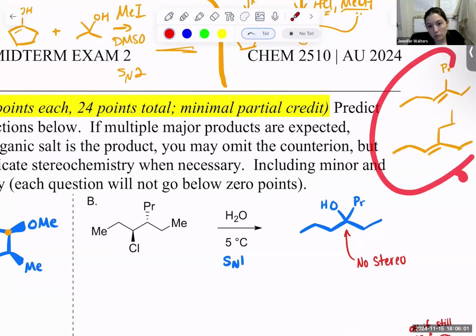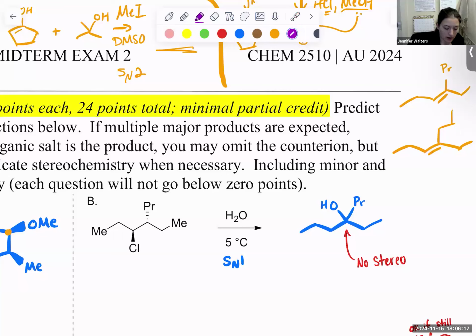This is wrong because of what we already talked about in question 13. So E2 required the antiperiplanar. This is not antiperiplanar. E1 is going to always make the E, not our Z alkene. So these were never products, because these are the Z alkene.